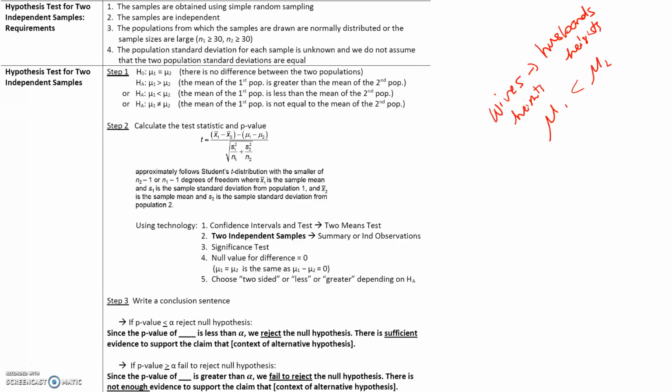So in step 1, we write the null and the alternate hypothesis. In step 2, we calculate the test statistic. In this case, we will use technology. We will not be using the formula at all.